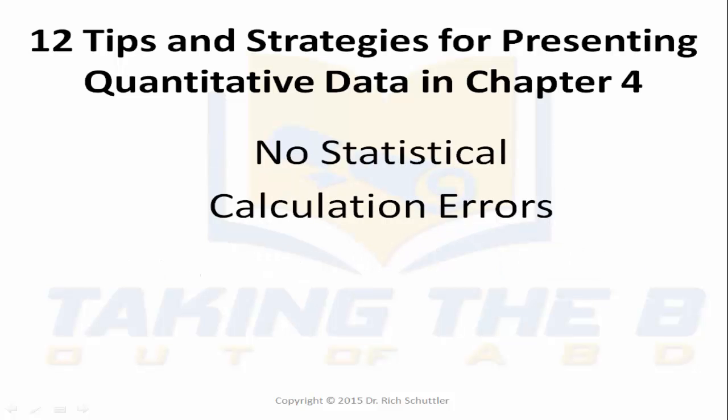The next idea or tip, if you will, or strategy for presenting quantitative data in Chapter 4 is there are no statistical calculation errors. You can be sure that if your dissertation committee members do not run the statistical analysis based on the numbers that you have, somebody at your university, the reviewer, would do. There is no reason why there should be a statistical error in the calculations that you do to produce whether you're going to reject or fail to reject the null.